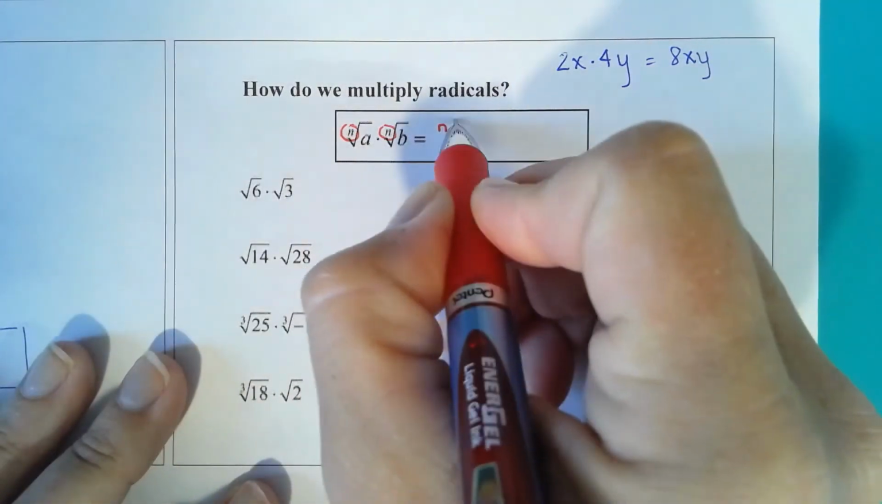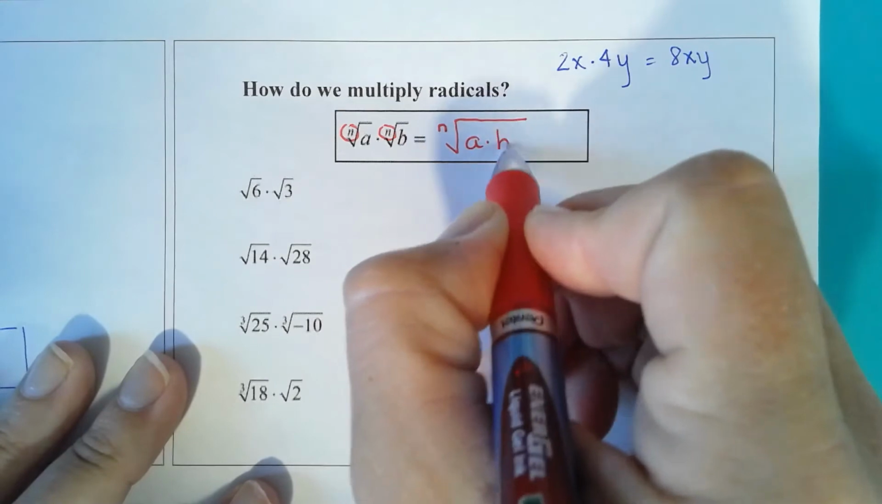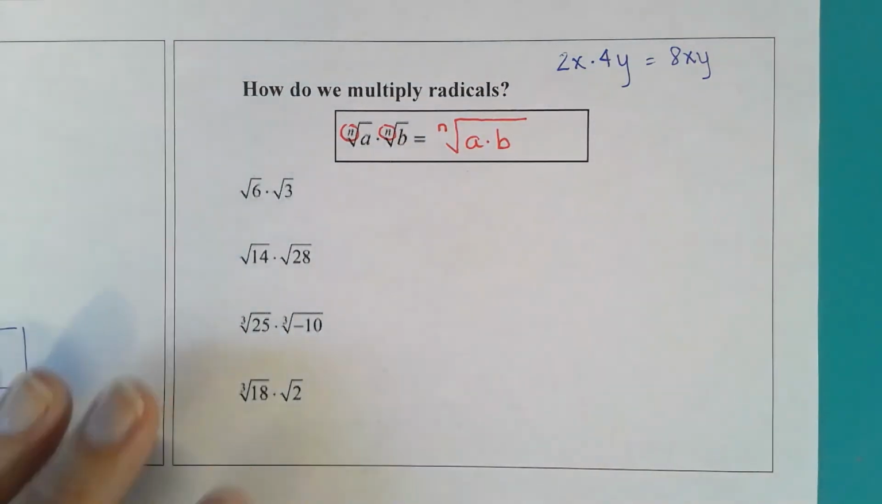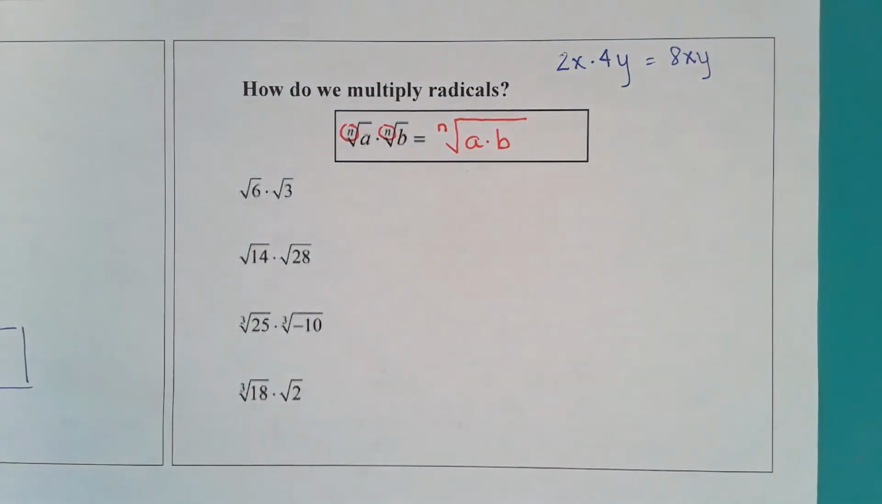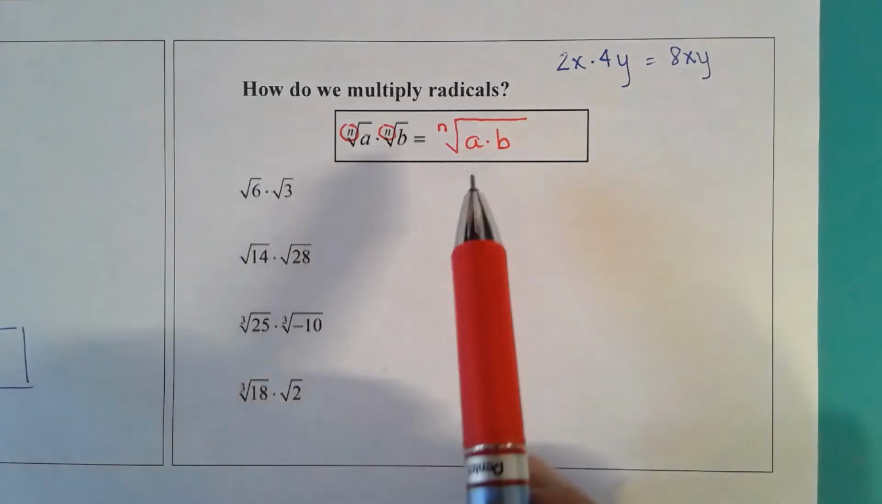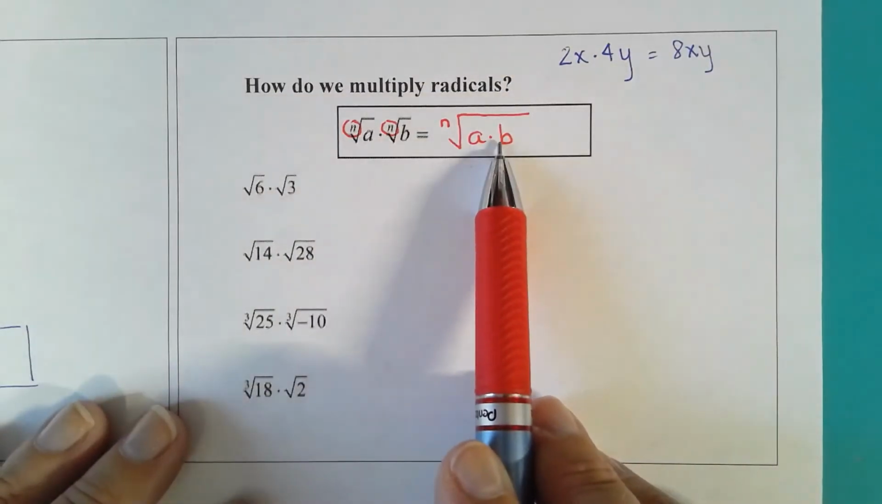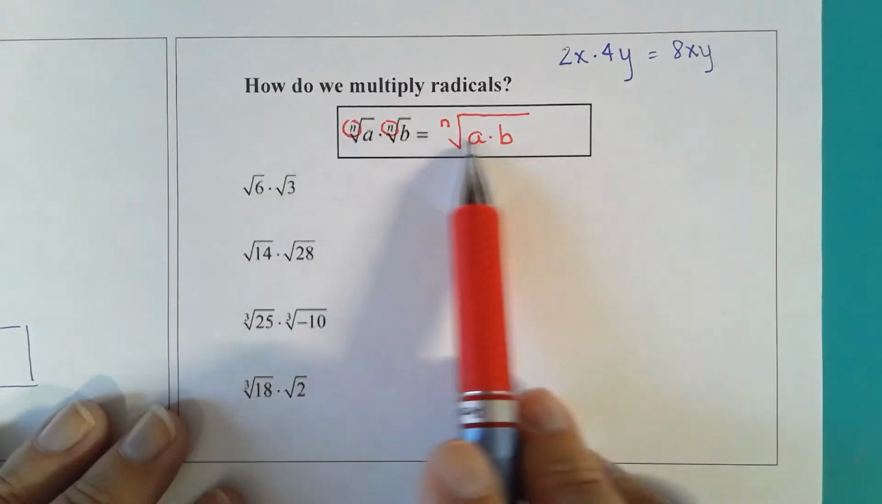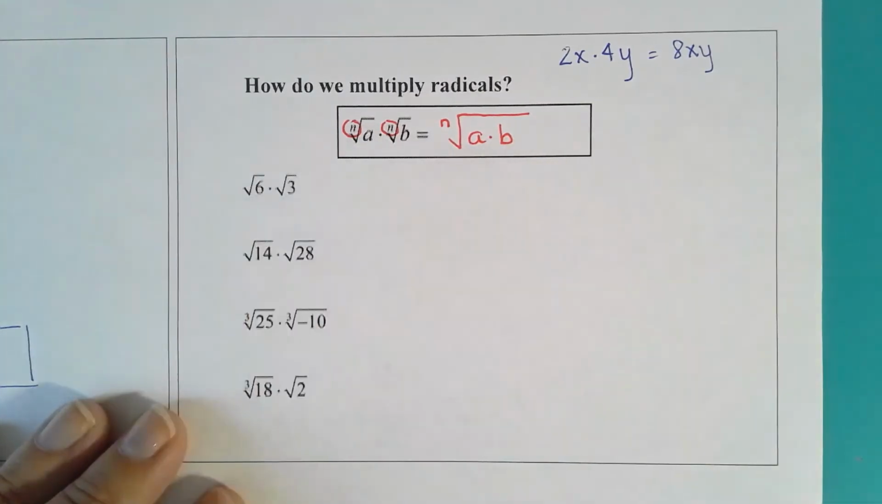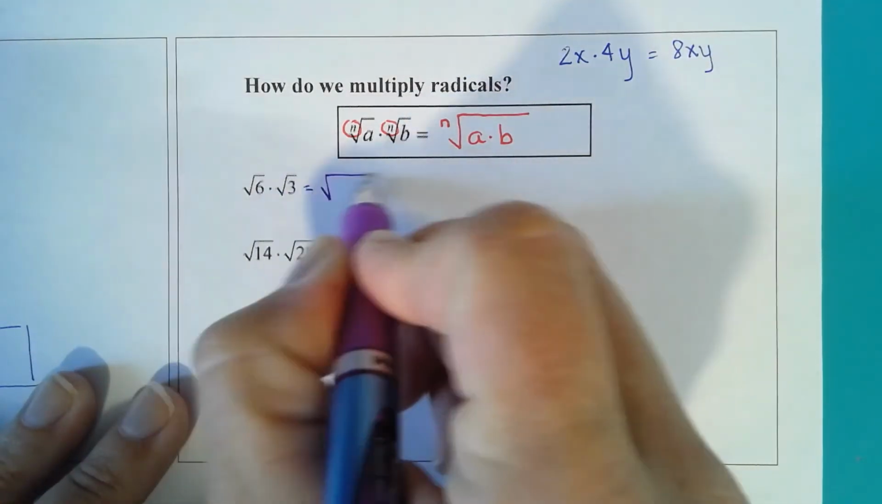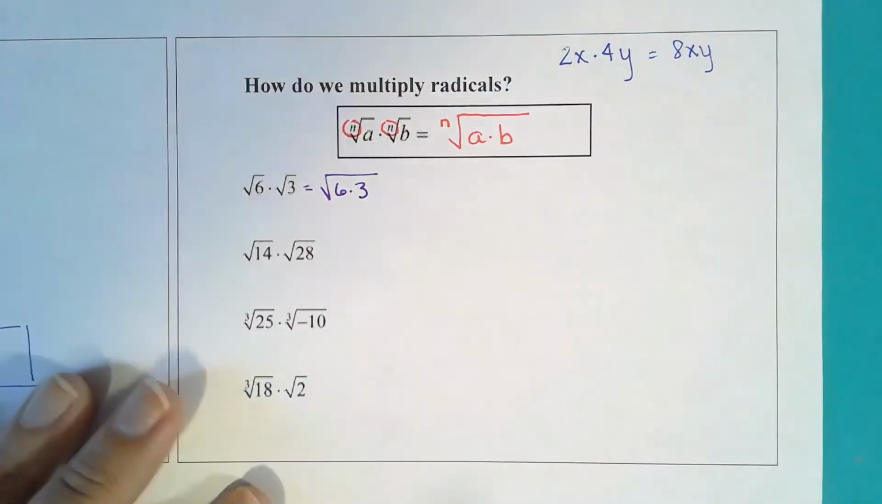But then we're just going to put the multiplication inside that house, inside the radical. By the way, this rule works backwards. Okay, it's actually what we've been doing, we've been using this rule backwards. Okay, so we just put the multiplication under the same radical. So if I have the square root of 6 times the square root of 3, I'm going to write that as the square root of 6 times 3.